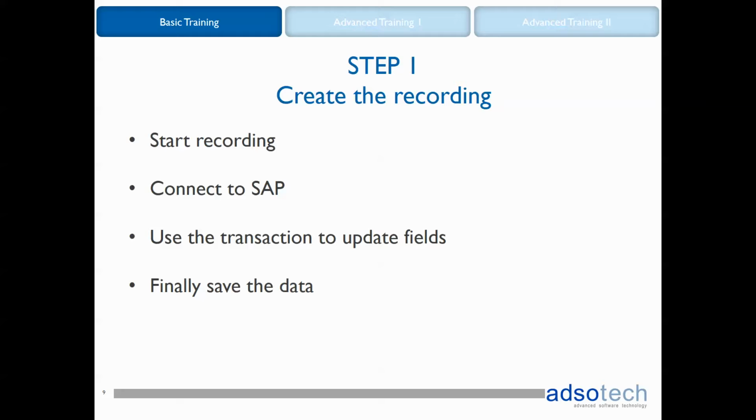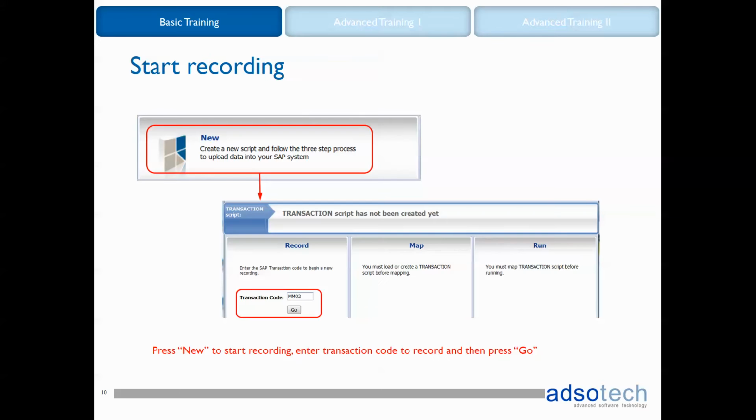We'll take in connection to SAP. We're going to walk through the SAP transaction to update a couple of fields and finally save the data in SAP. From Winshuttle Transaction window, we first click the New button up top. After that, we are asked for our transaction code, MM02 in this case. Also over in this window, we can clearly see the three main steps that we need to go through in order to create a completely new script.